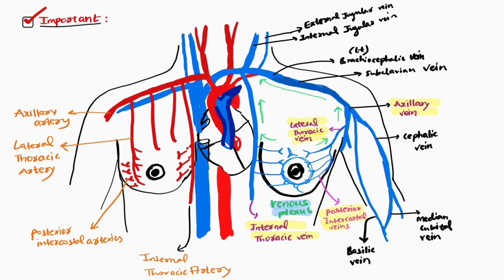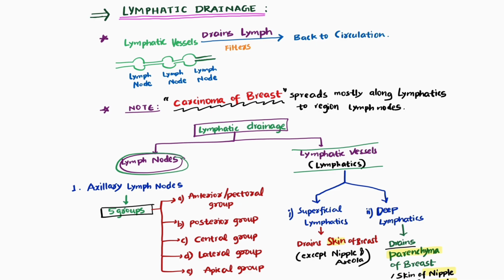And the deep veins drain into the axillary and posterior intercostal veins. See, axillary vein, posterior intercostal veins, and internal thoracic veins. That is the deep venous drainage system. You can see it depicted in the picture. This completes the venous drainage, followed by the lymphatic drainage.